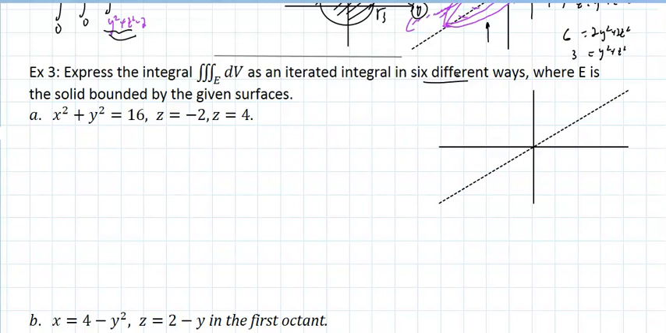Where E is this, z from negative 2 to 2. So, okay, something like this. Negative 2 to 4. Oops, that doesn't look like the cylinder. Actually, I could make it look nicer. There we go.